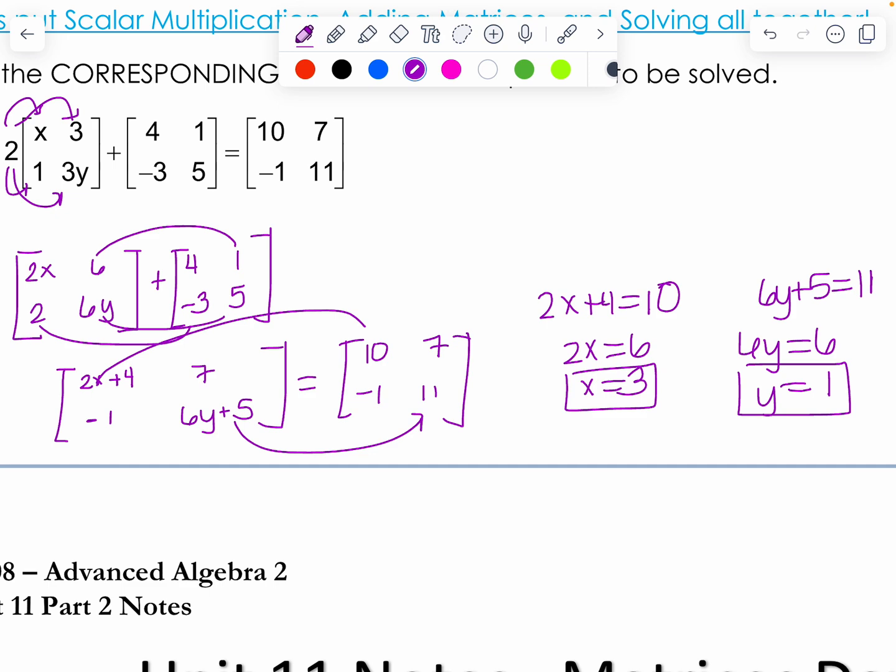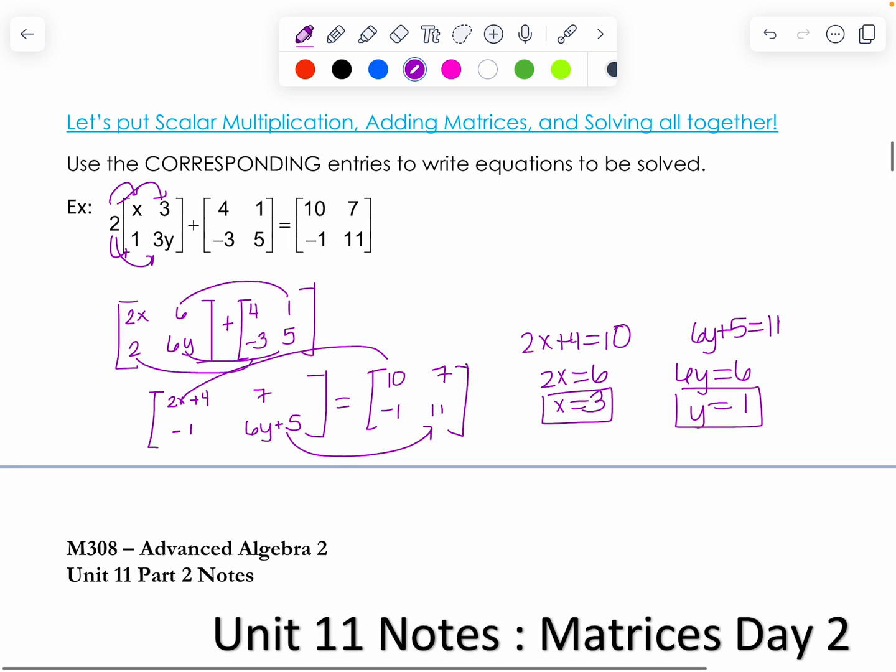Okay, so if there is anything that you didn't understand, feel free to pause this, review it, rewind, and watch it over again. But that is our introduction to matrices.